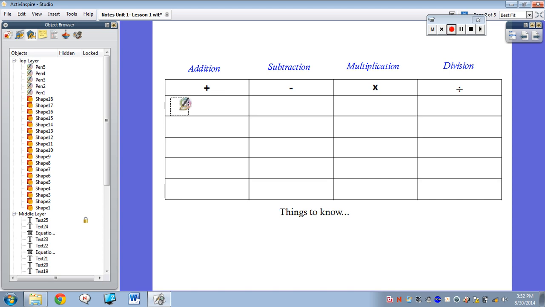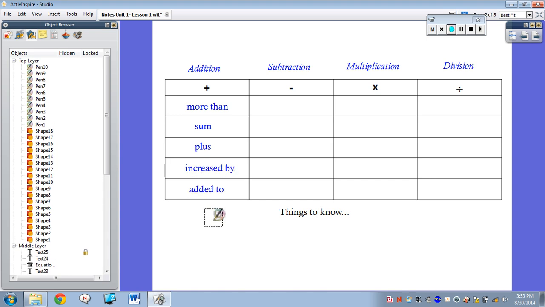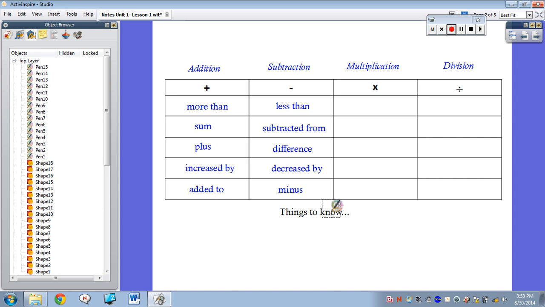Okay, so addition, a couple words. You've got more than, the sum, so total, adding all things up together, plus, increased by, and added to. All of those terms, if you see these, are going to mean that at some point you are using addition. Okay? Subtraction, some words that go with that. You've got less than, subtracted from, the difference between two things, decreased by, and minus.